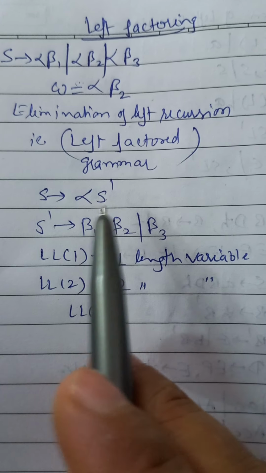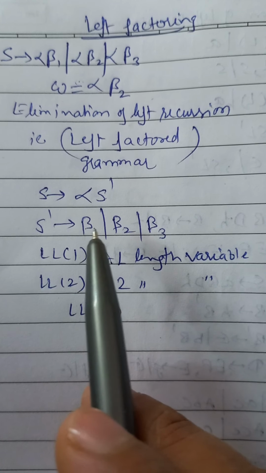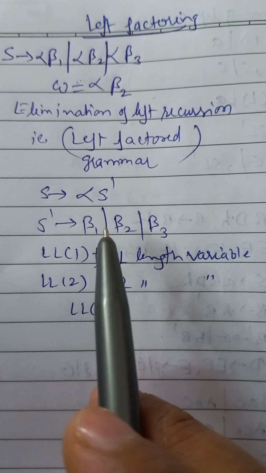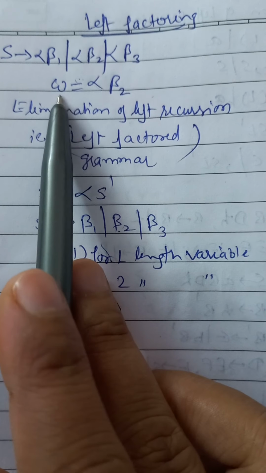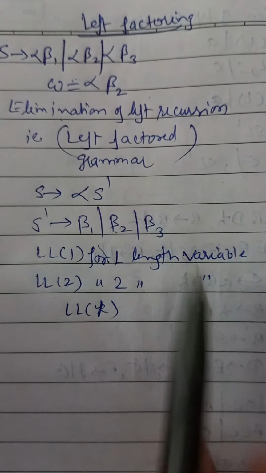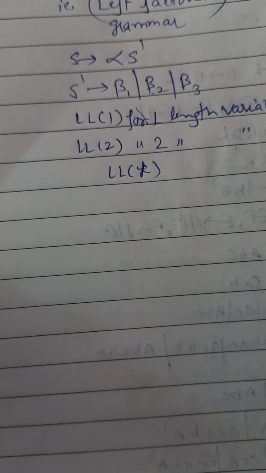S tends to alpha S dash, we take the new variable S dash, and in this new variable we can go to beta 1, beta 2, or beta 3. So here the compiler will directly go to beta 2, and we get the string alpha omega, which is equal to alpha beta 2, after removing the left factoring. So now let's take another example.